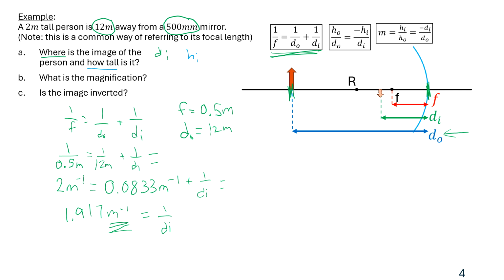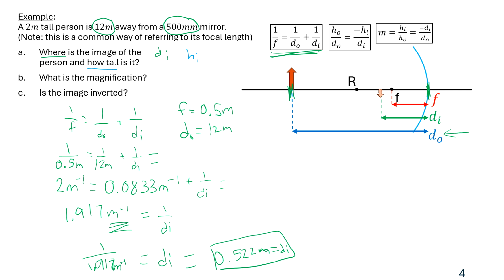Since 1.917 equals 1 over di, then that means di is equal to 1 over 1.917. Essentially just reciprocating both sides. And now we have the inverse meters on the bottom, and so if you do this division, they'll end up on the top. di is equal to 0.522 meters. Just a little bit beyond the focal point, which makes sense. 0.522 meters equals di, just a bit beyond the focal point.